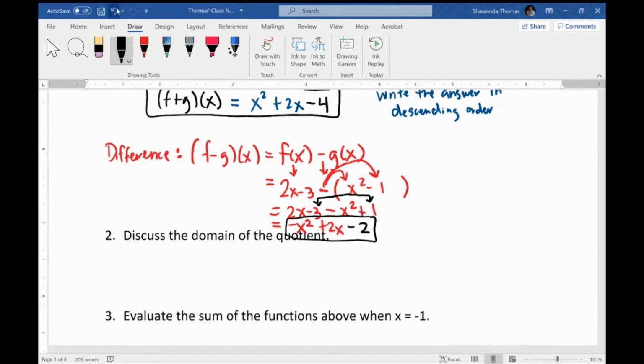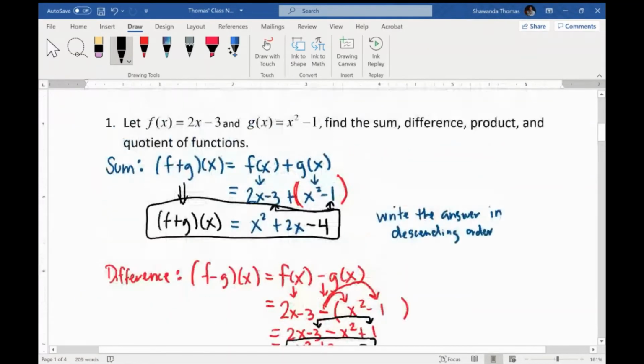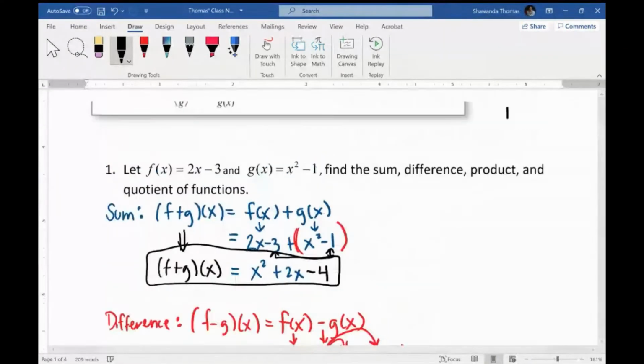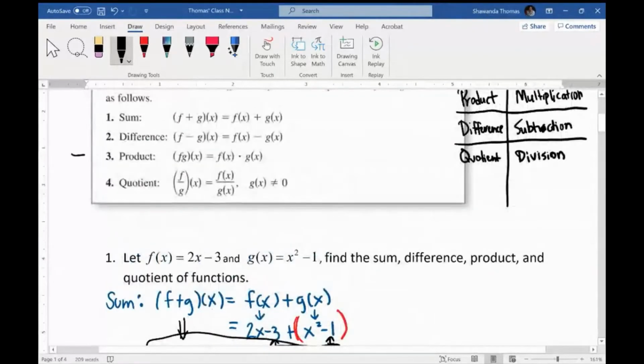Any questions about difference? Again, when you're subtracting, always put a parenthesis after the minus, or else your signs will be wrong. All right, let's go to the next operation, which is product. Again, f times g of x equals f of x times g of x.